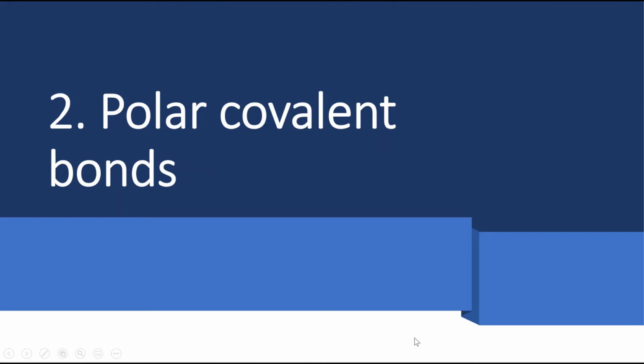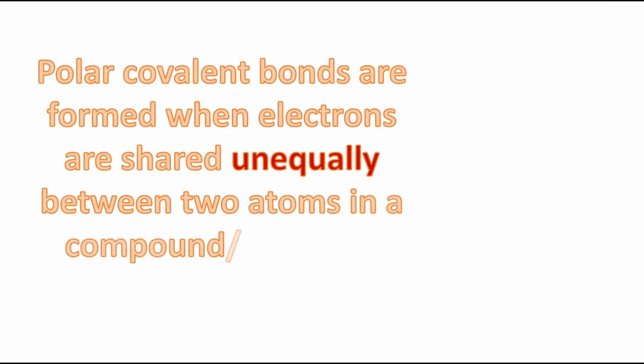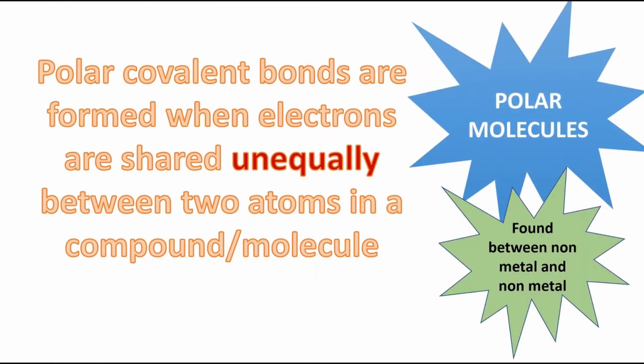The second type of intramolecular force is the polar covalent bond. Polar covalent bonds are formed when electrons are shared unequally between the two atoms in a compound or molecule. The keywords to remember here are shared unequally. Sharing of electrons means it's forming a covalent bond. If the electrons are shared unequally, then it's forming a polar covalent bond. It generally happens with polar molecules, and it is found between two non-metals.